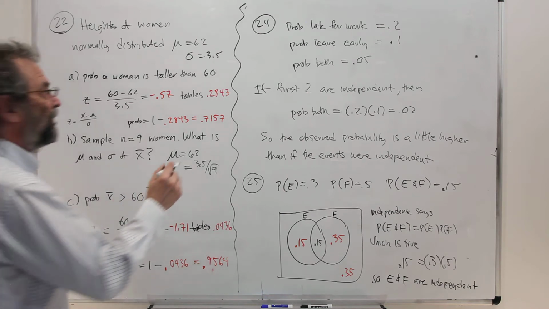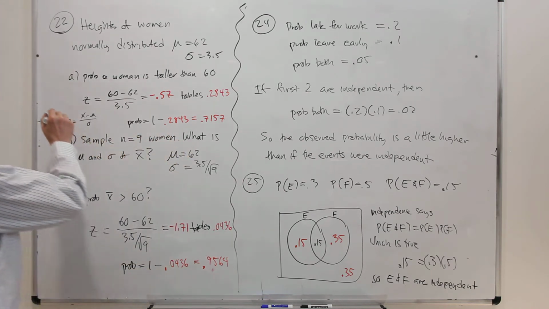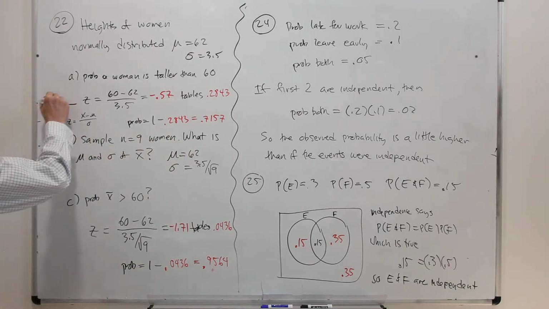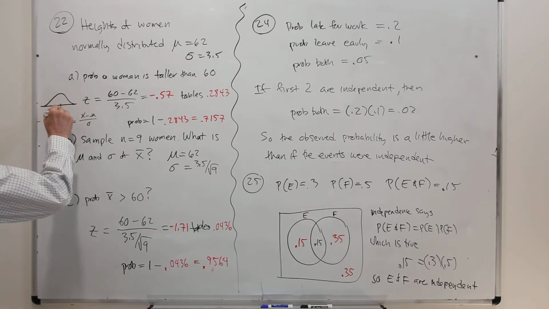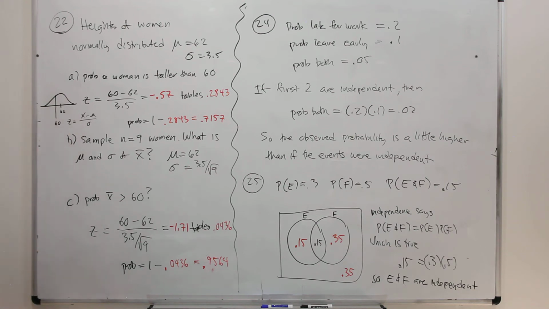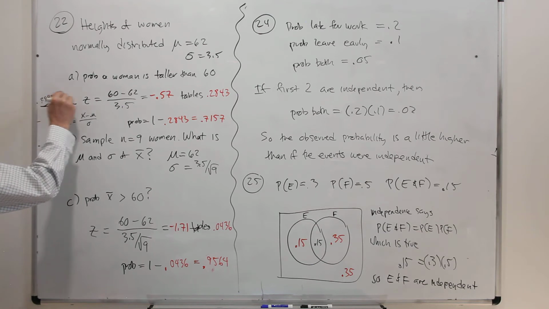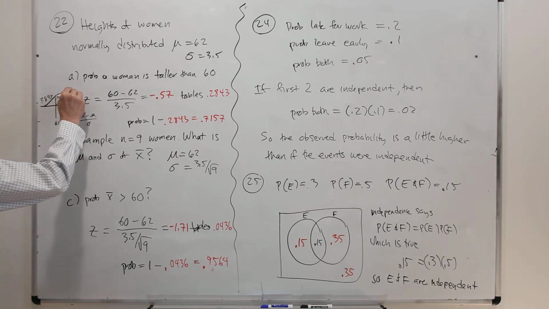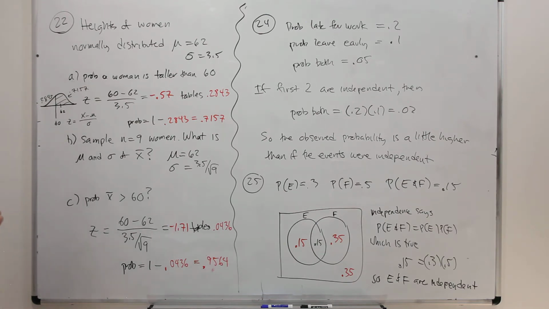So what are we thinking? Over here, I suppose. Here's our distribution. 62 is here. 60 might be about there. Taller than 60 would be this side. The tables give this side to be 0.2843. So this upper side is 0.7157, 1 minus 0.2843. But we can ask the same question for a sample of 9 women.